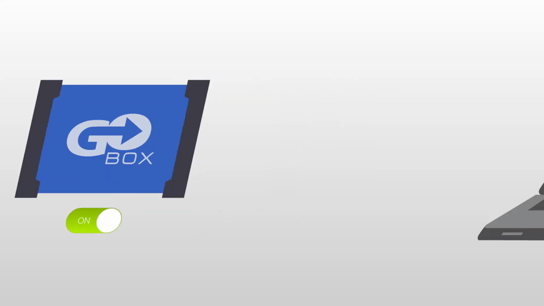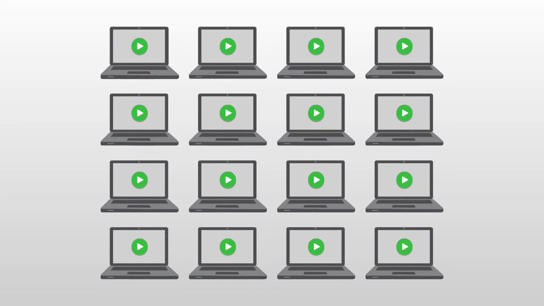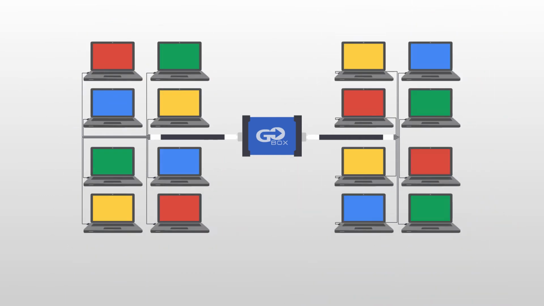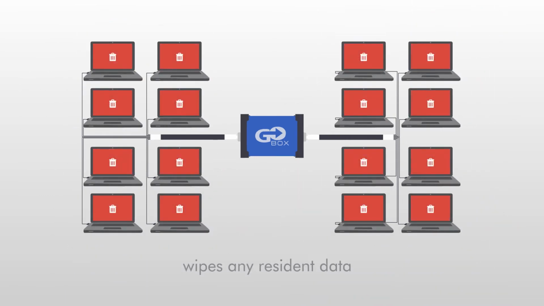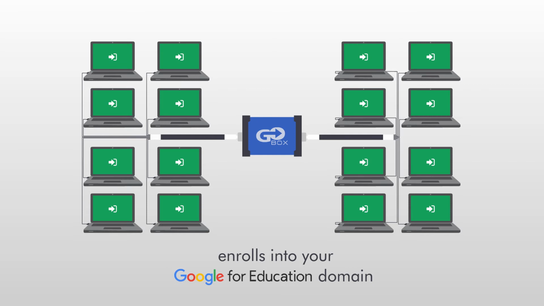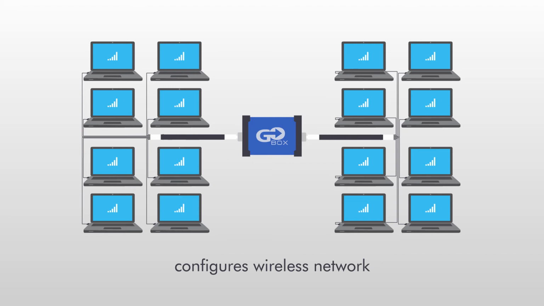Simply power it on, connect up to 16 Chromebooks and start the sequence, and GoBox Chrome does the rest in a snap. Lots of existing Chromebooks can quickly be reset and re-enrolled with GoBox Chrome. It automatically wipes any resident data and restores the Chromebooks back to factory defaults, enrolls the devices into your Google for Education domain with all applicable settings, and configures a wireless network automatically.